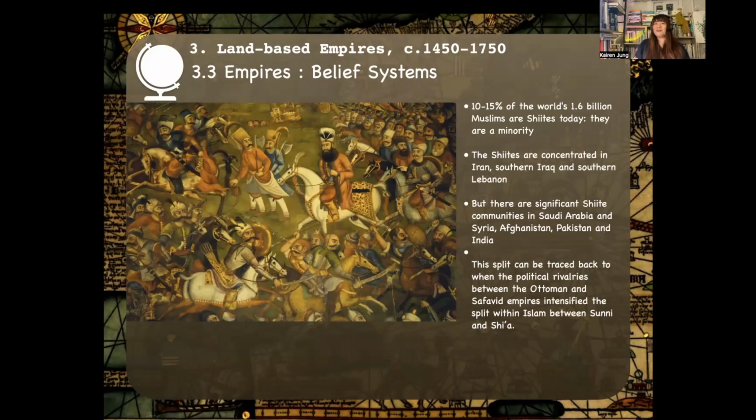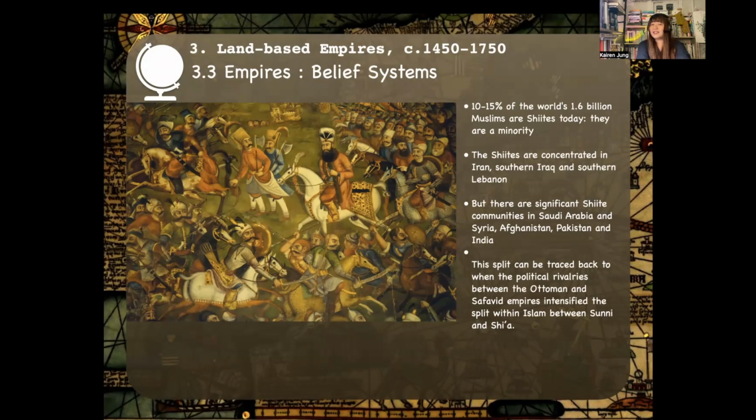Now, we're jumping back. We're jumping over and back and over and back again. We're jumping back to the Shia-Sunni split and that particular collision in belief systems, what ramifications that has for the present day, right? 10 to 15% of the world's 1.6 billion Muslims are Shiites in this day and age, and they are a minority. Remember, the Shiites are a minority.